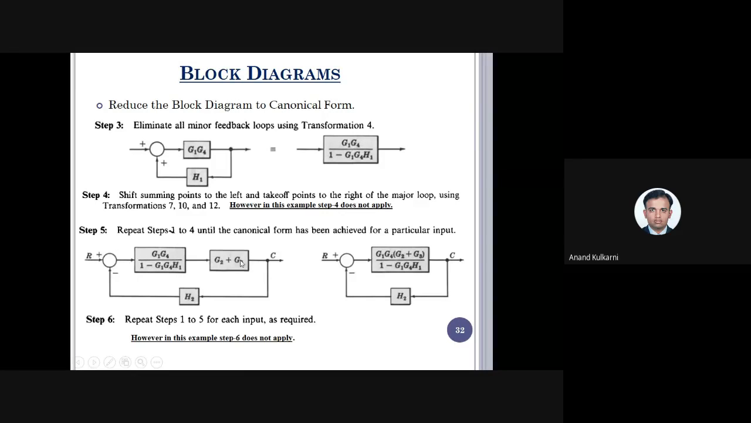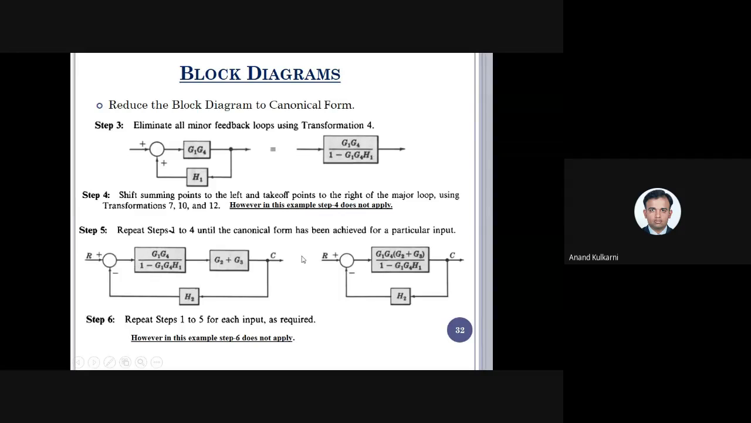Now, how we can do is this, for these two, again, you apply the cascading. If you apply the cascading, what am I going to get? G1, G2 into G2 plus G3, G1, G4 into G2 plus G3, whole divided by 1 minus G1, G4, H1, that is written here. Then for this block, again, we can apply feedback reduction. That is G1, this block divided by 1 plus this block into H2. That is written here.